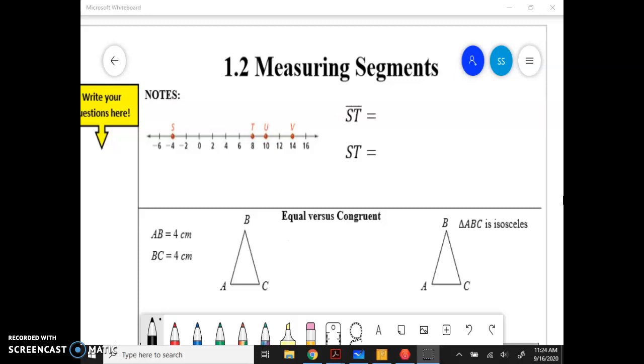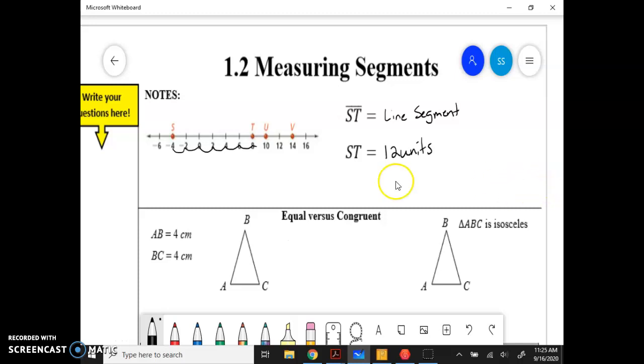So right here, when we have the line on top without the arrows, this is referring to the line segment S to T. Okay, so that's actually talking about this part of the line right here specifically. Whereas if we do not have that line on top, we're actually referring to the distance. Okay, so what's the distance from S to T? Okay, and it looks like that's 2, 4, 6, 8, 10, 12. So we'll call that 12 units.